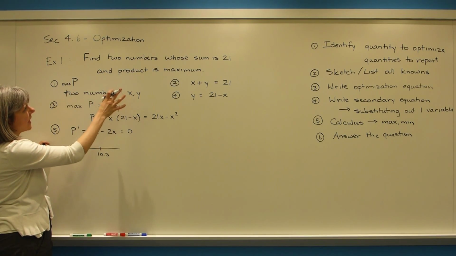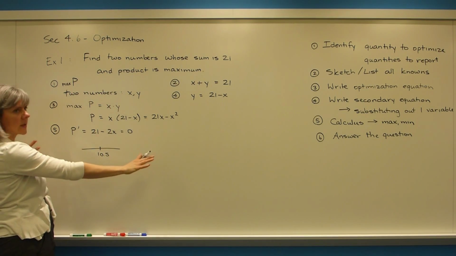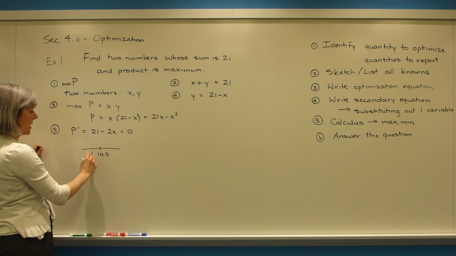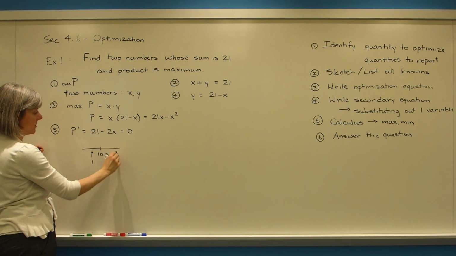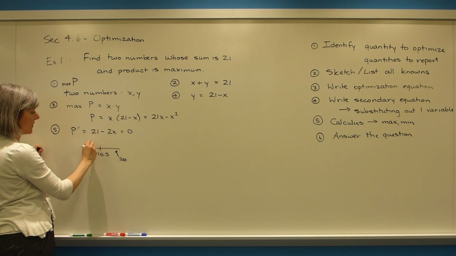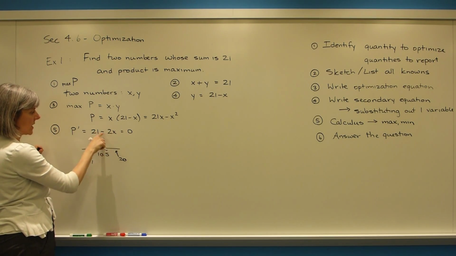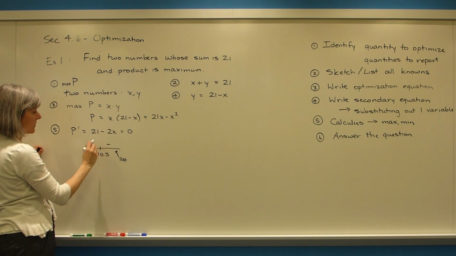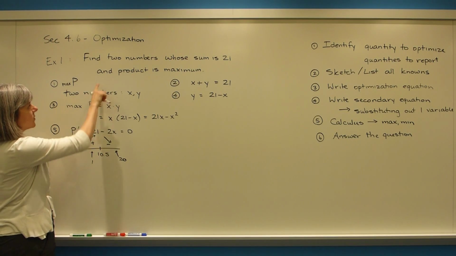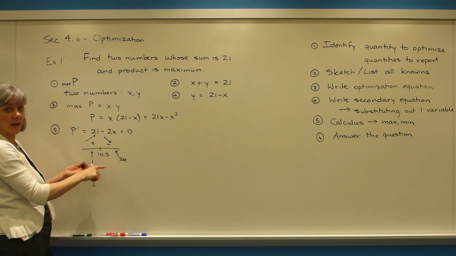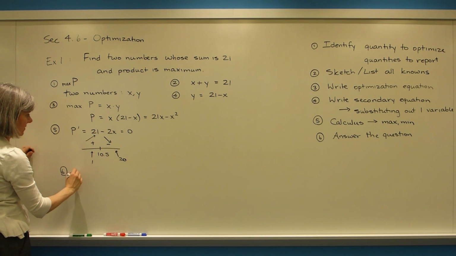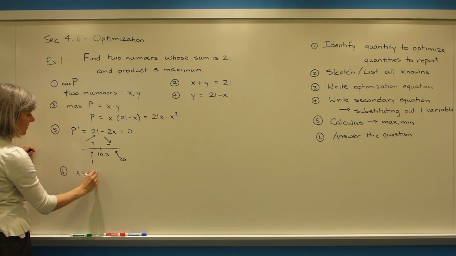It did not say anything about the number, so really my number line goes on forever. I don't have any domain issues. So let's try 1 and 20. 1, 21 minus 2, definitely positive, and 20, 21 minus 40, definitely negative. So this is going up and then coming down. So I'm looking to maximize the product, so I have my answer. So I know then that X is equal to 10.5.